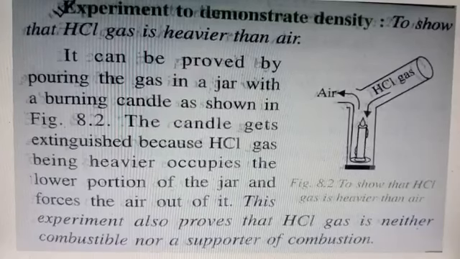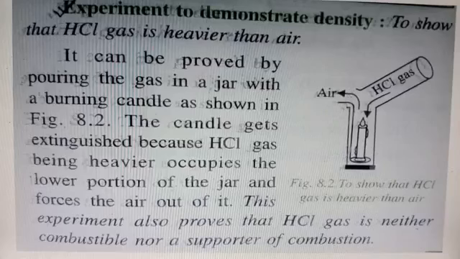Another very well-known fact is that carbon dioxide gas is also heavier than air. So when we pass carbon dioxide gas through the burning candle which is kept inside the jar, then also this candle extinguishes, because carbon dioxide will be occupying the lower portion of the jar and air escapes out. Similar is the condition here. So if this candle does not extinguish, then you can be sure that air is heavier than hydrogen chloride gas. But if this extinguishes, then you can be sure that hydrogen chloride gas is heavier than air.